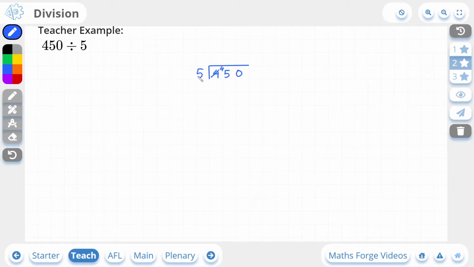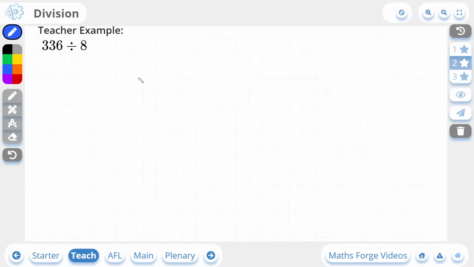So now 5 goes into 45 how many times? Well, 45 divided by 5 is 9. Of course, 5 on the outside times 9 gives us 45. So it goes here. And then how many times does 5 go into 0? Well, it goes into it 0 times. So our answer for 450 divided by 5 should be 90. And if we check our answer, there it is.